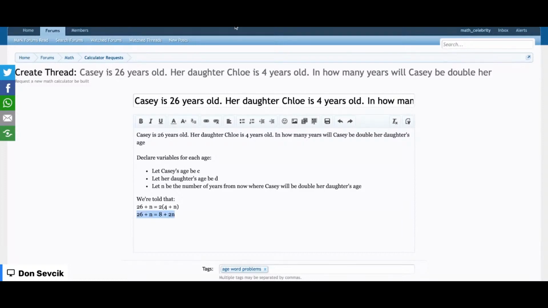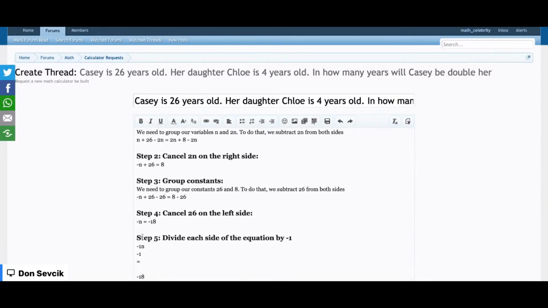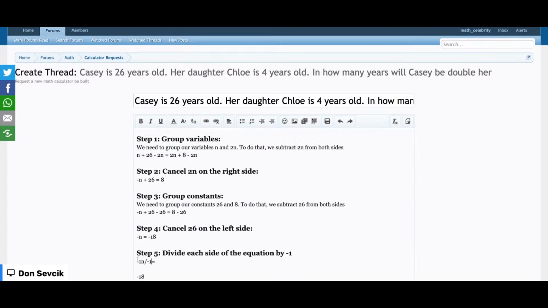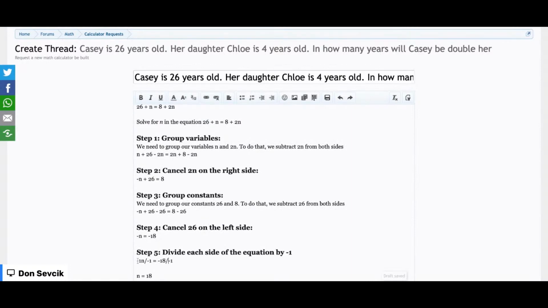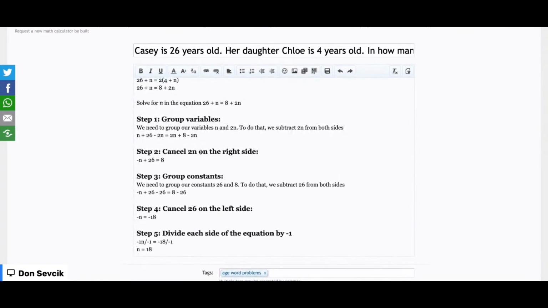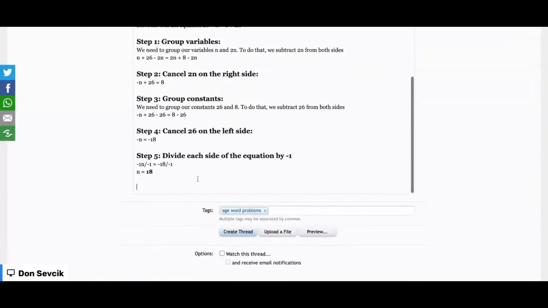So if I go in here, I'm going to go off screen real quick, plug this in, and solve for N. If you're doing it on your own, I'll wait for a moment. Okay, so here's the solution for Math Celebrity. I'm just going to clean up the formatting here. The answer is 18. 18 years. So let's check the work though, because these can be tricky.